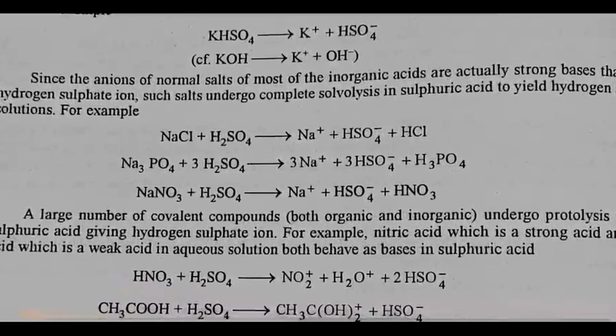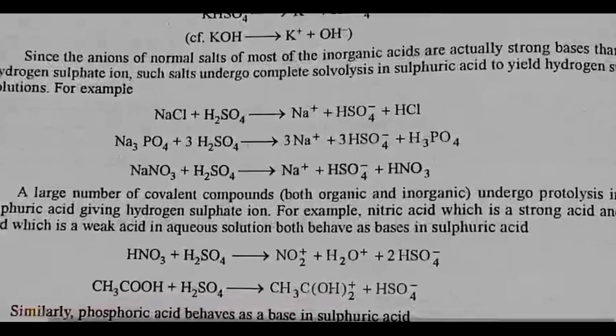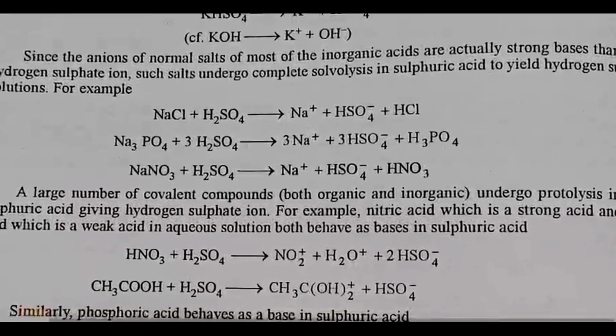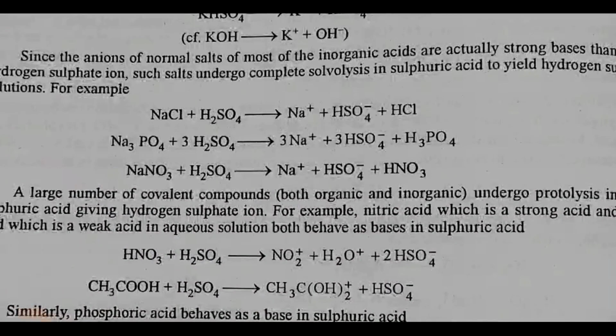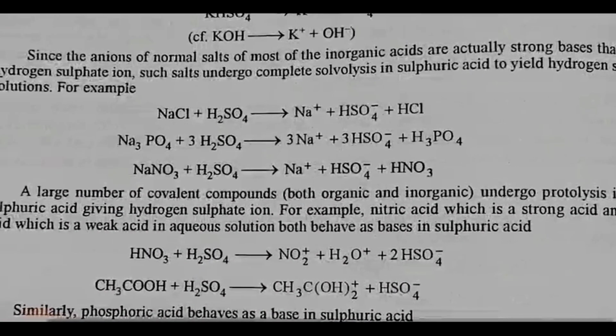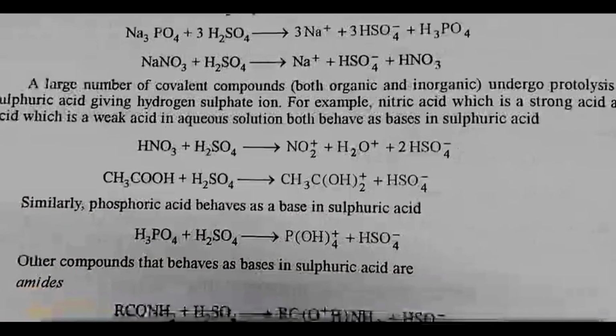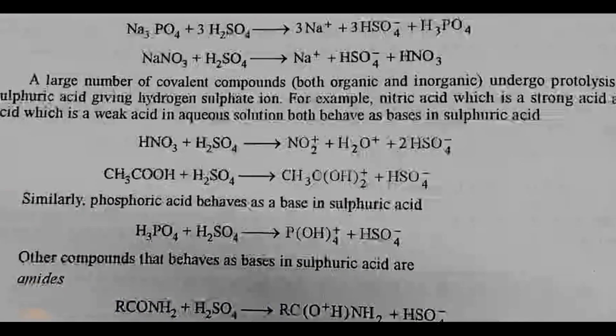Since the anions of normal salts of most inorganic acids are actually stronger bases than the hydrogen sulfate ion, such salts undergo complete solvolysis in sulfuric acid to yield hydrogen sulfate solutions. For example, NaCl + H2SO4 ⇌ Na+ + HSO4− + HCl. Na3PO4 + 3H2SO4 ⇌ 3Na+ + 3HSO4− + H3PO4. NaNO3 + H2SO4 ⇌ Na+ + HSO4− + HNO3.